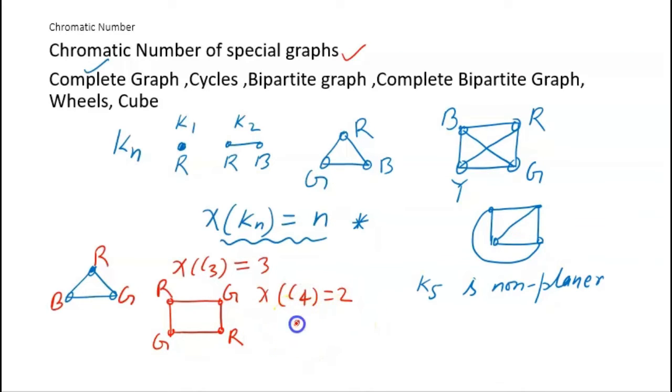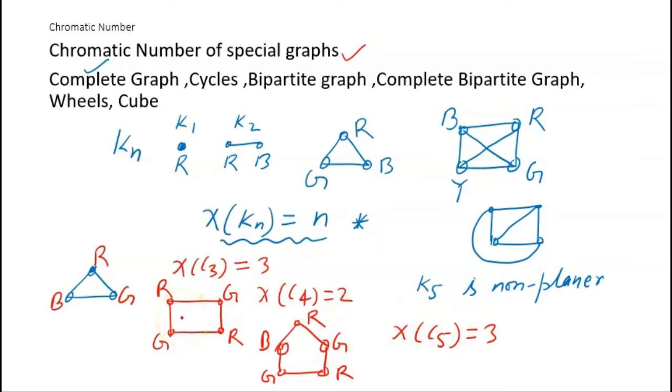If I talk about C5, with vertices 1, 2, 3, 4 and 5. So these are 5 vertices here. Suppose I give red color, green color, red color, green color. But this vertex can't be assigned red or green, so I must assign blue color. So the chromatic number of C5 is equal to 3.